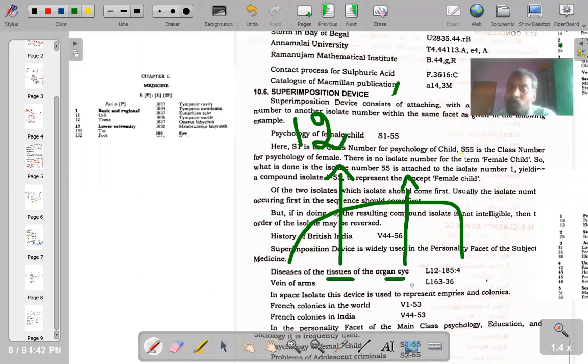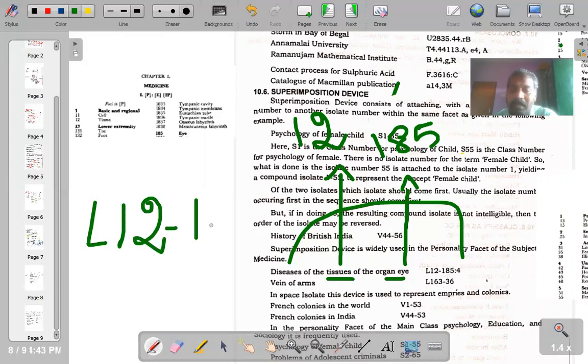Personality. What is the number for eye? Again, you can see 185. That is the number for eye. This is also personality. What is the title we exactly want? The tissues of eye. So two numbers are there, of which the smaller number is 12. So after writing the main class, I write the small number, I put a hyphen, and I write the bigger number. So this becomes tissues of eye.